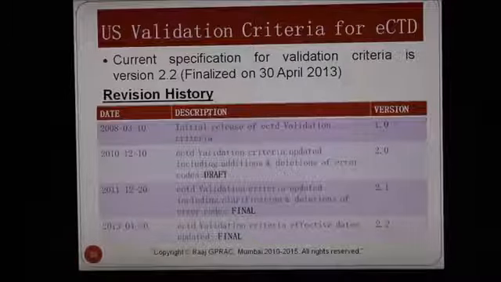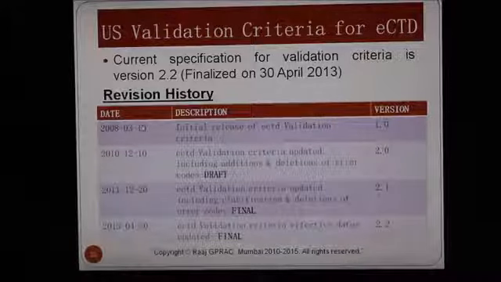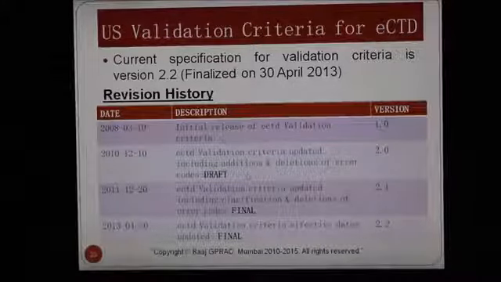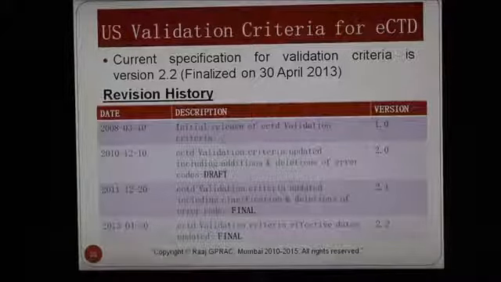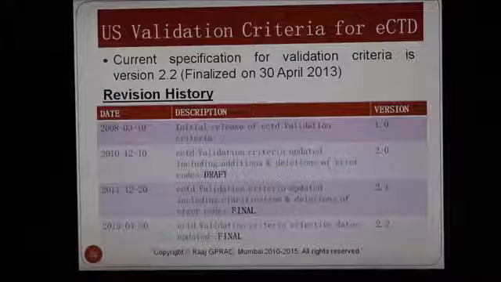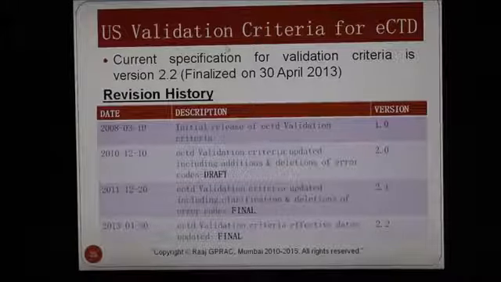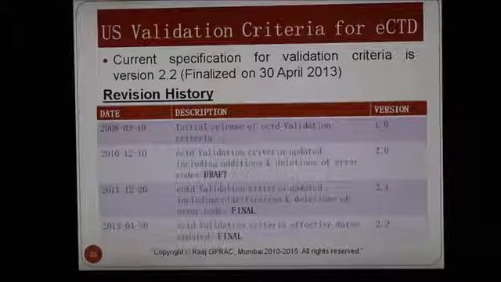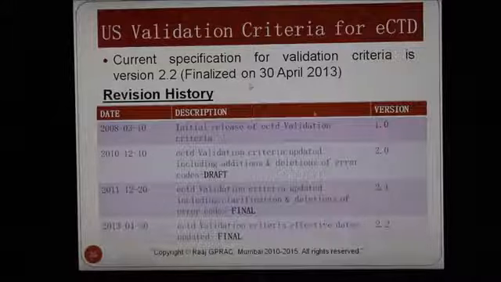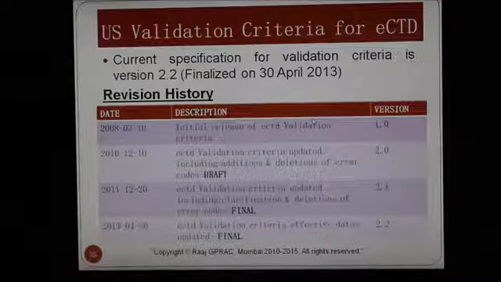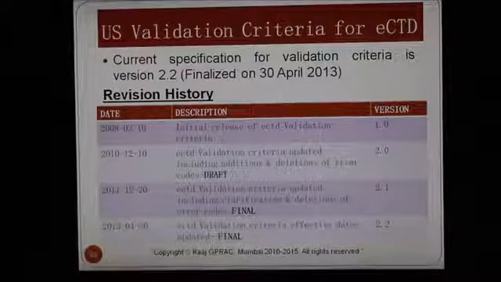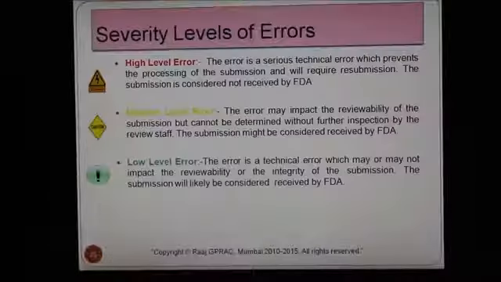you can refer to this slide. There are many revisions, revision history you will find in this slide. So you have to use the latest version for using the eCTD validation specification. The current specification for validation is 2.2, finalized on 30th April. But you have to refer to if there is any other current version available from the website.